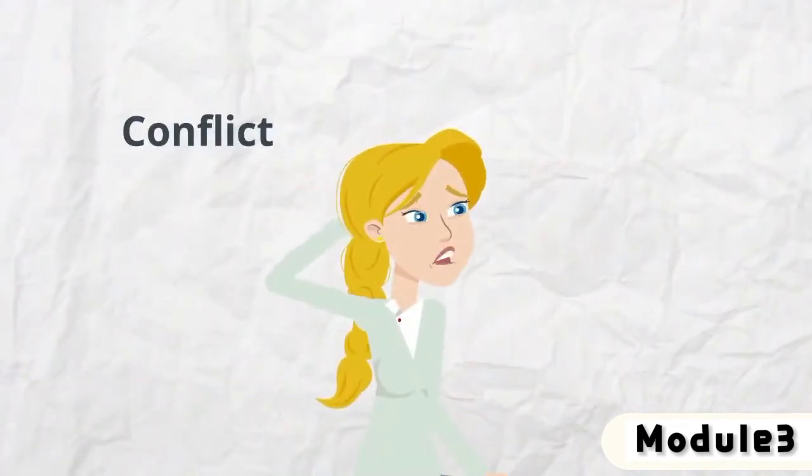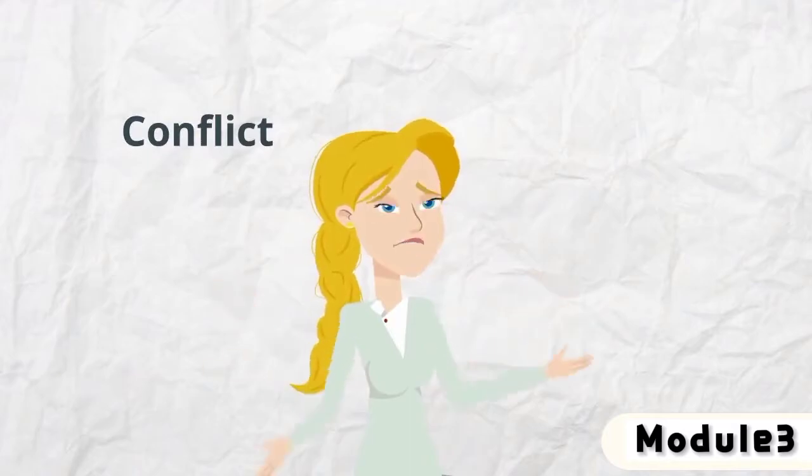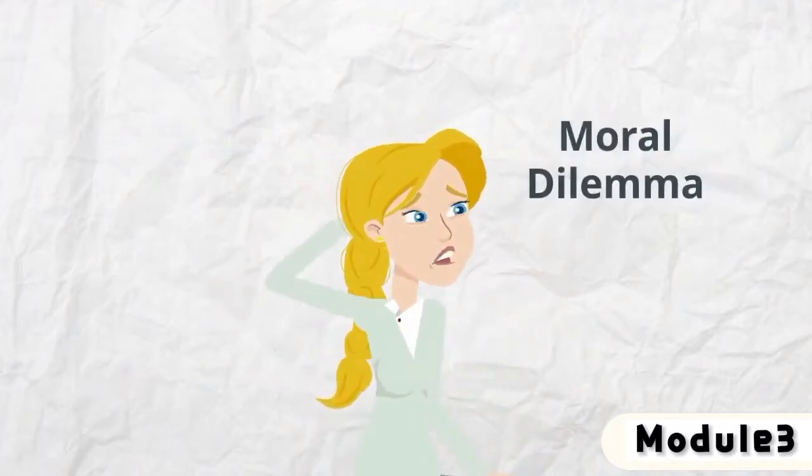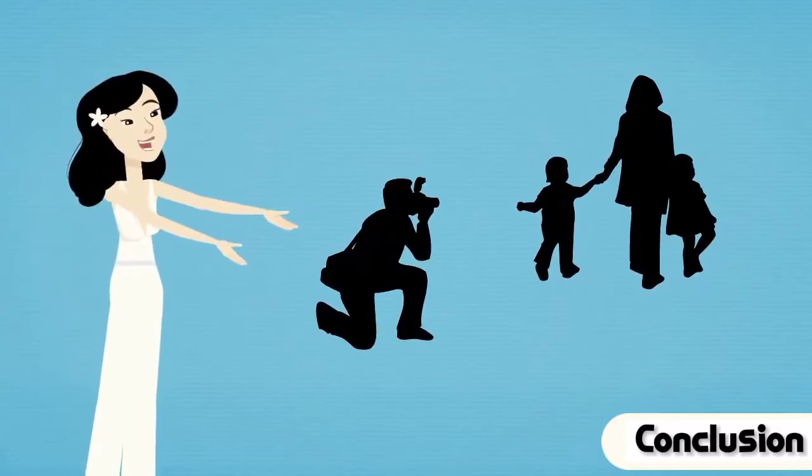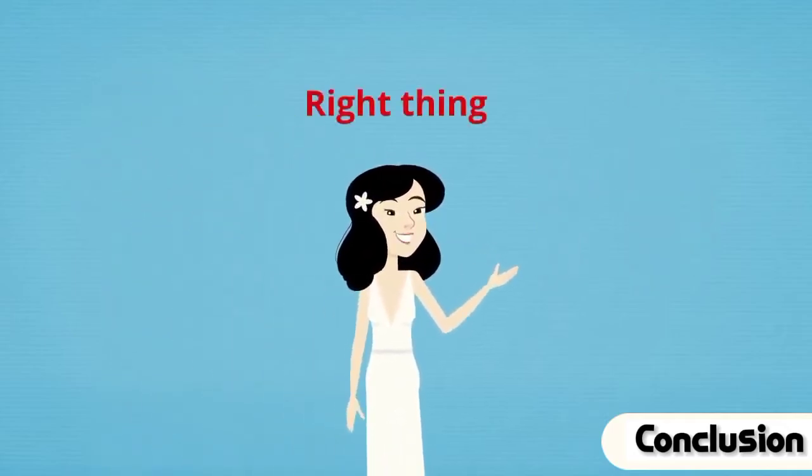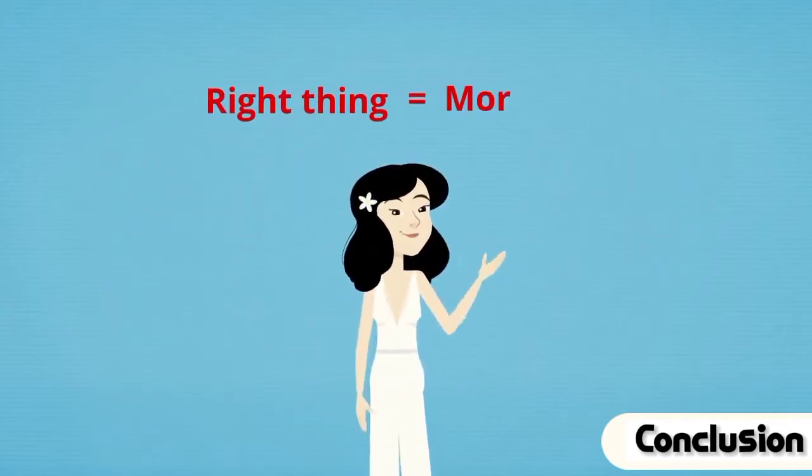Notice that the distinction between act and rule utilitarian can cause profound conflict in making decisions, especially when confronted with a moral dilemma. If you do things that make people happy and don't cause any harm, you would likely believe that you're doing the right thing, and doing the right thing is moral, right?